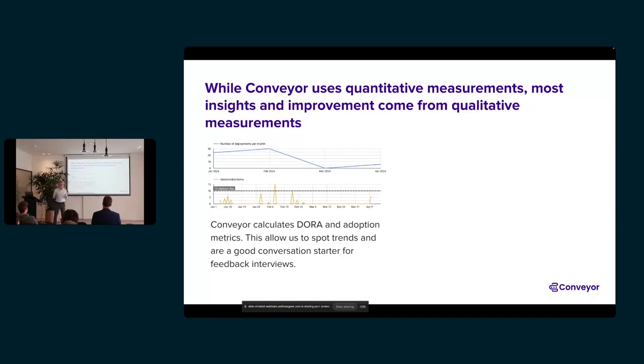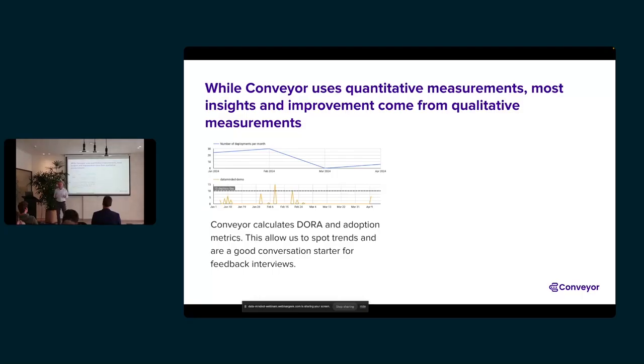This is typically what the DORA metrics measure, and I don't know if everybody has read the book Accelerate, but it's all very nicely explained in that. Next to that, we also use usage metrics and adoption metrics. And this does help us to spot trends.